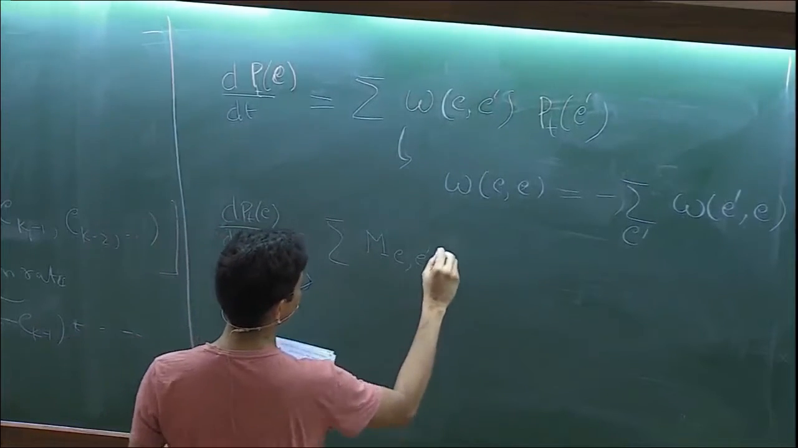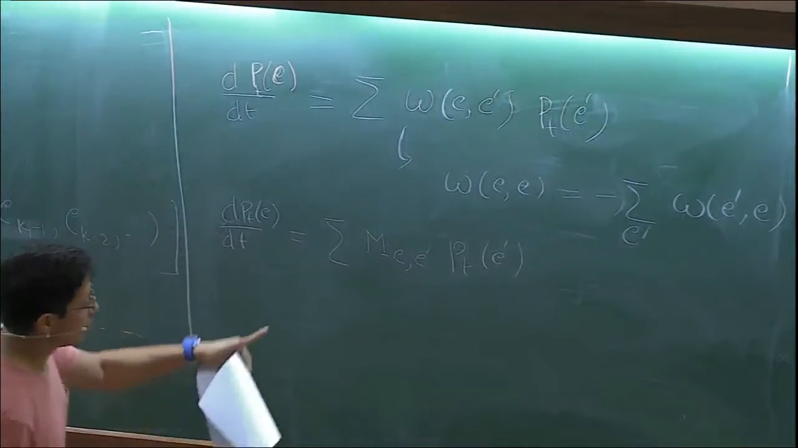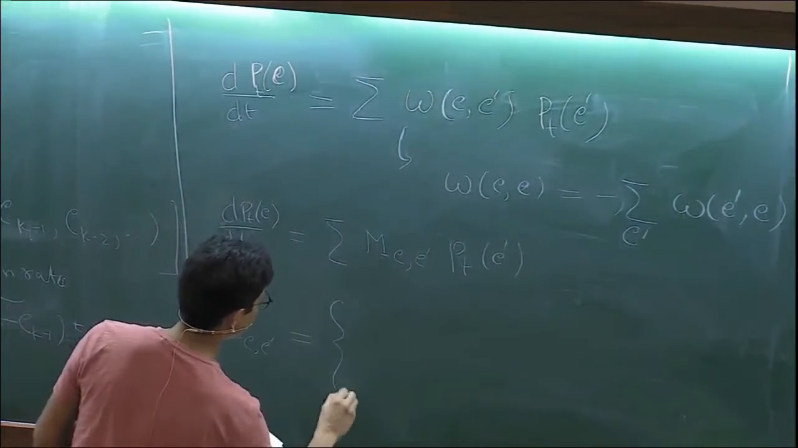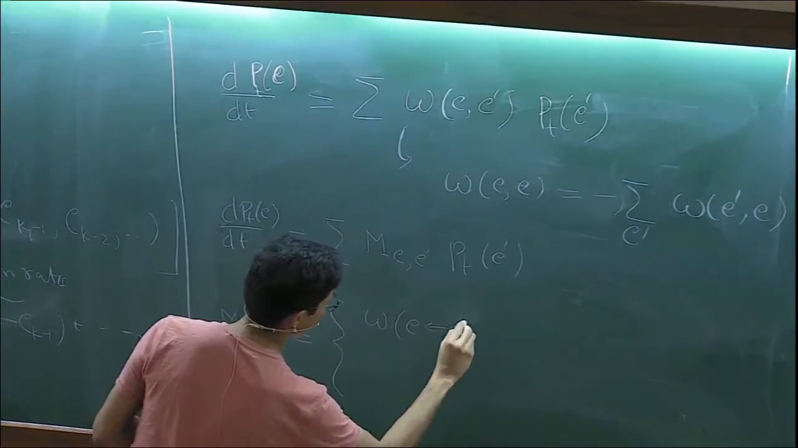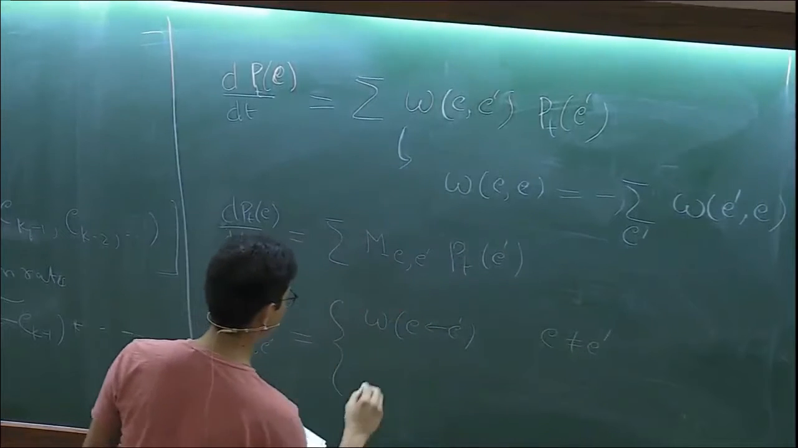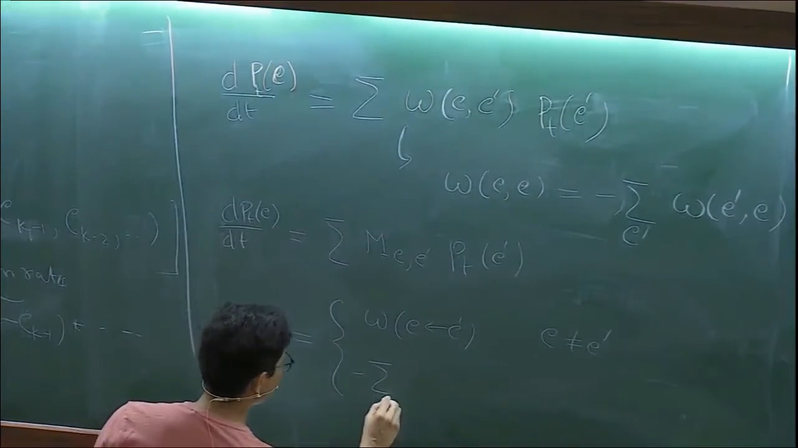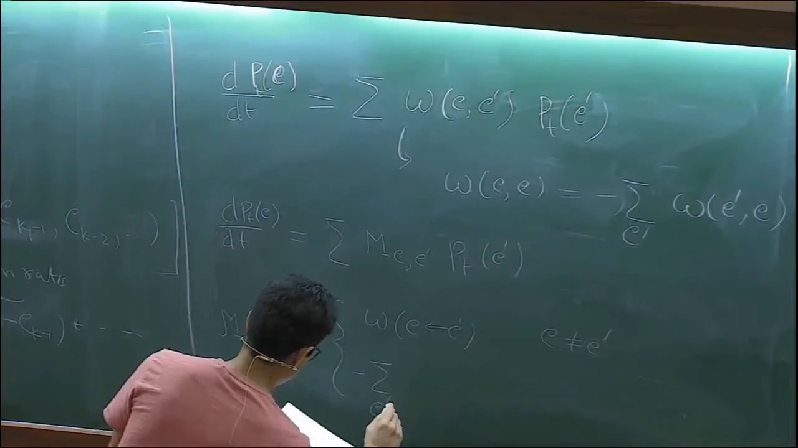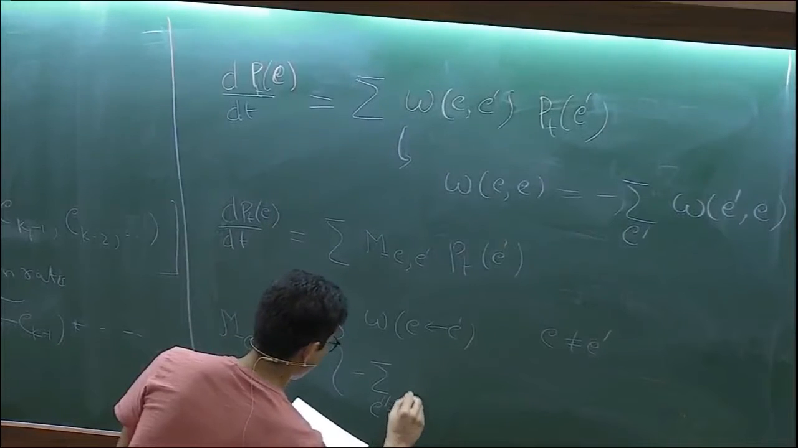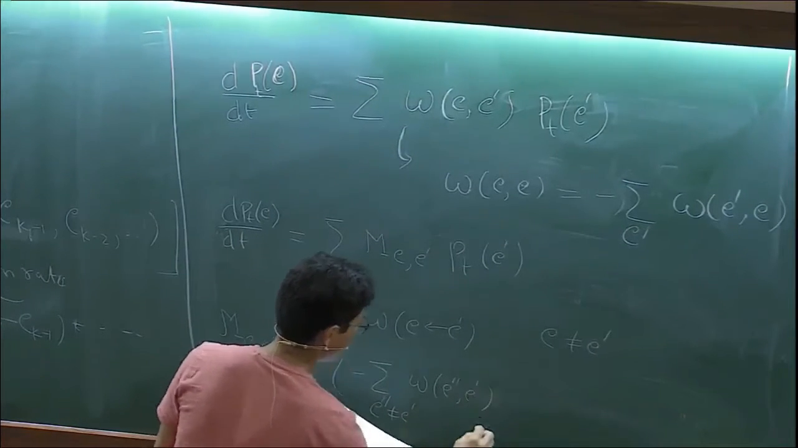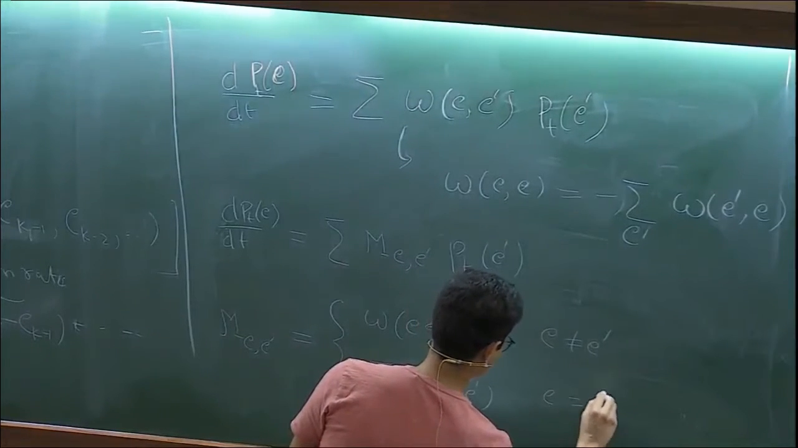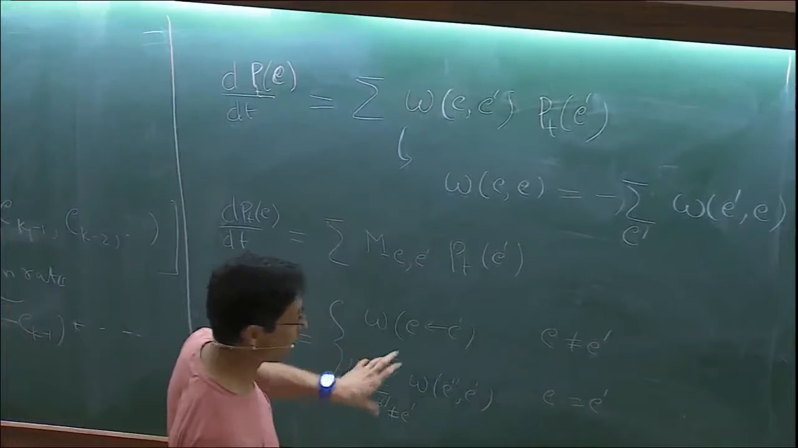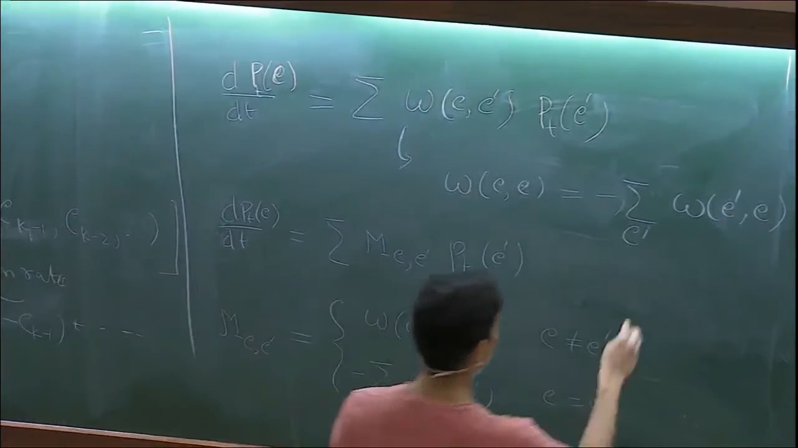for a matrix, where M is the evolution matrix. This simply is the rate from C prime to C for C not equal to C prime. And this diagonal entry is simply the sum over the others. So it's a matrix whose column sums are zero. The diagonal elements are just minus the sum over all the rest of the entries in the column. There's another way of writing this same equation.